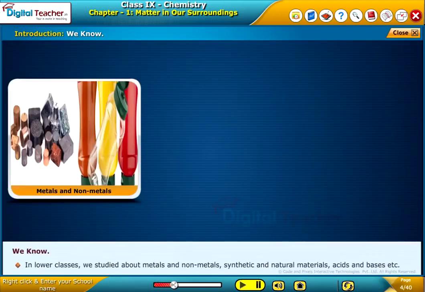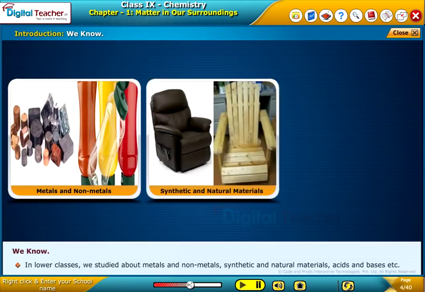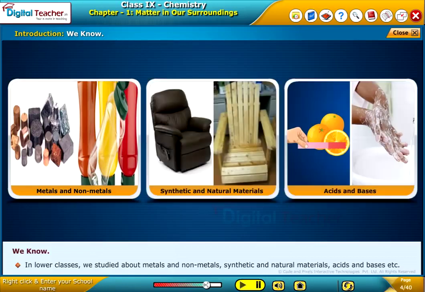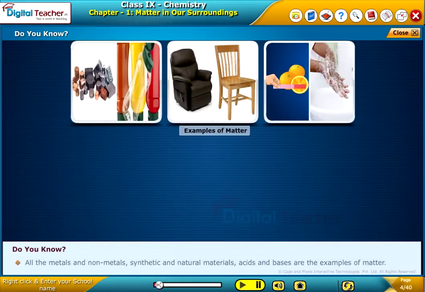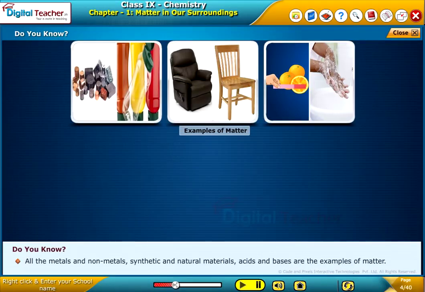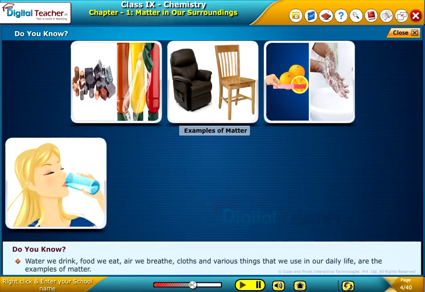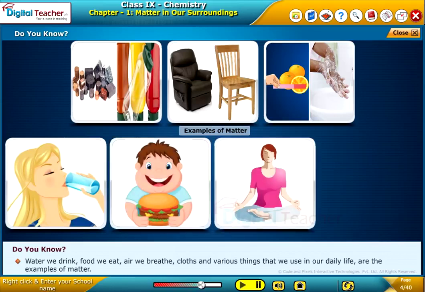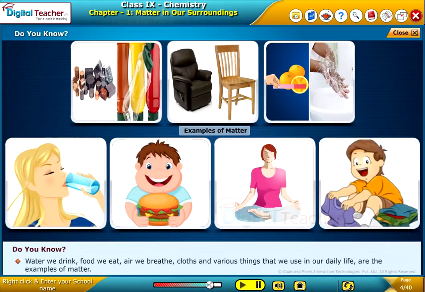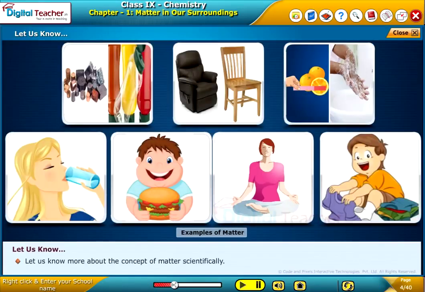In lower classes, we studied about metals and non-metals, synthetic and natural materials, acids and bases, etc. All of these are examples of matter. Water we drink, food we eat, air we breathe, clothes and various things that we use in our daily life are examples of matter. Let us know more about the concept of matter scientifically.